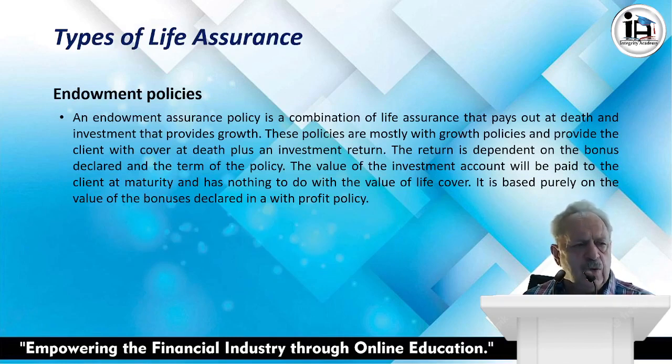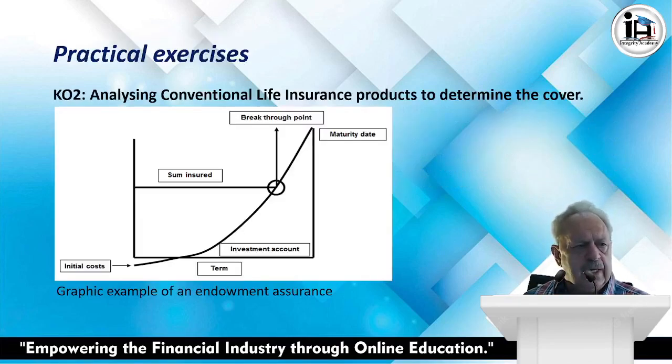Then you have your endowment policy, which is a combination of life assurance that pays out at death and an investment that provides growth over the period. These policies are mostly with-profits policies and provide clients with cover at death and an investment return. So typically on these types of policies, you could add an extra amount for death cover, for disability cover, for accident cover, and so on. The return is dependent on the bonus declared in the term of the policy. The value of the investment account will be paid to the client at maturity and has nothing to do with the value of the life cover. It's based purely on the value of the bonuses that are declared within this policy, as this is an endowment policy.